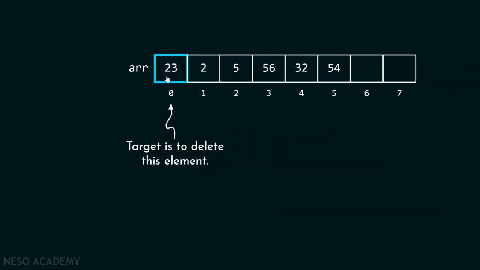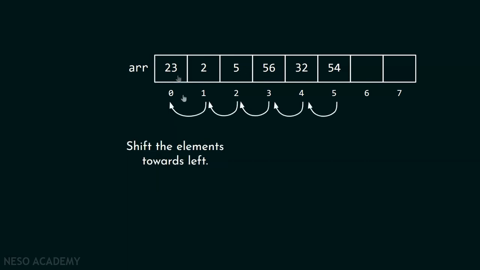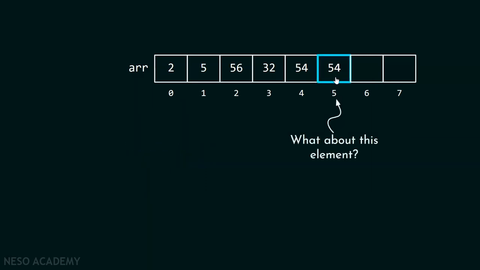Now, obviously our target is to delete this element, right? If we want to delete this element, we have to shift these elements towards the left. Isn't that so? That means we will replace this element by this element, this element by this element, and so on. After shifting, this is how our array looks like, right? Here we have a redundant element as well. We have to remove this element as well. Now we can't remove this element, but we can ignore this element.